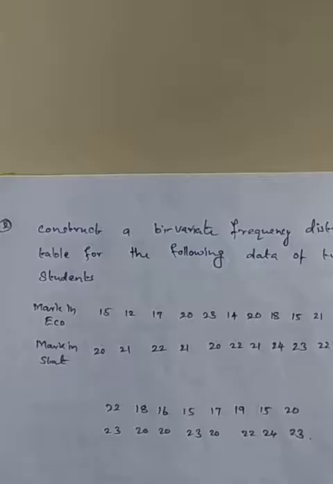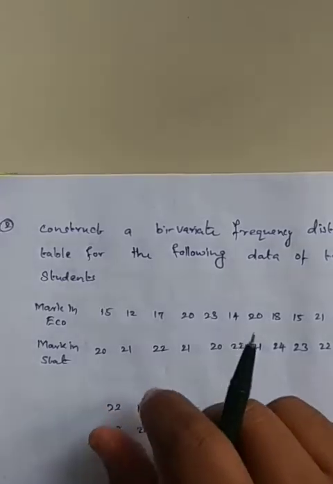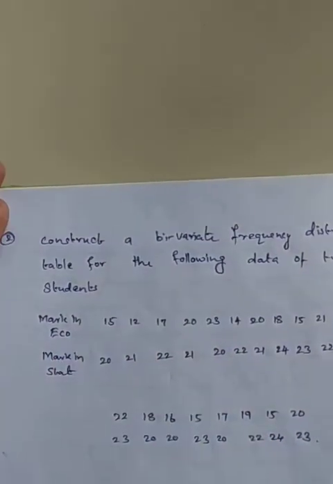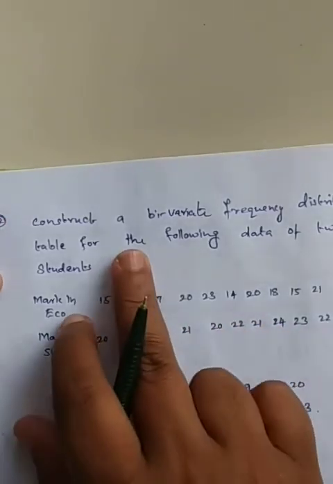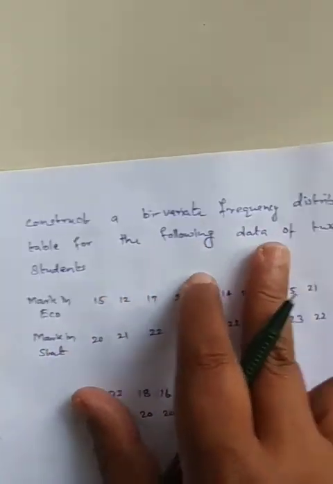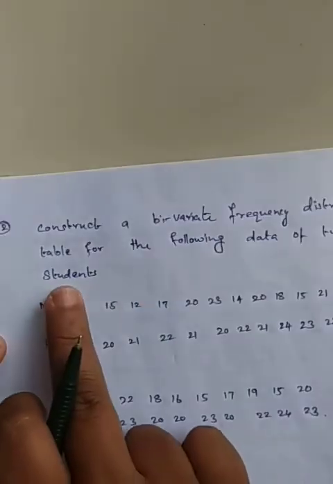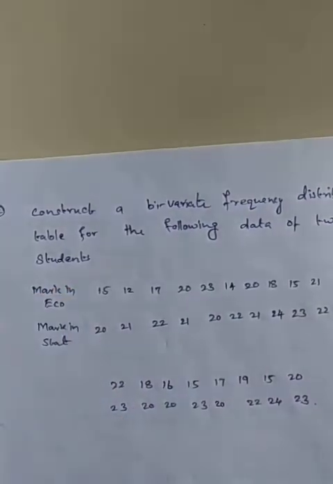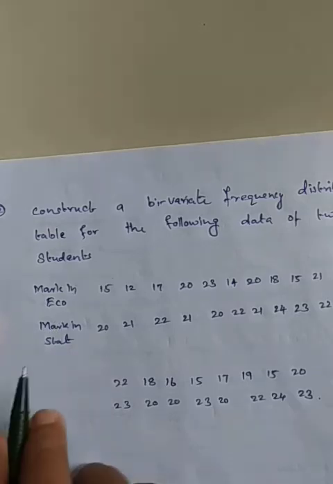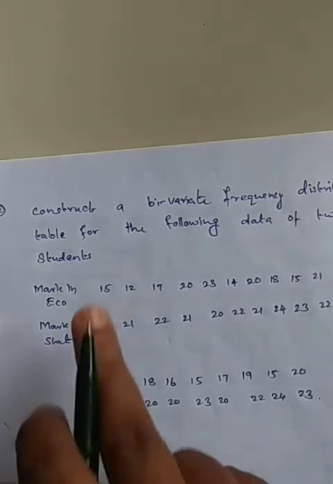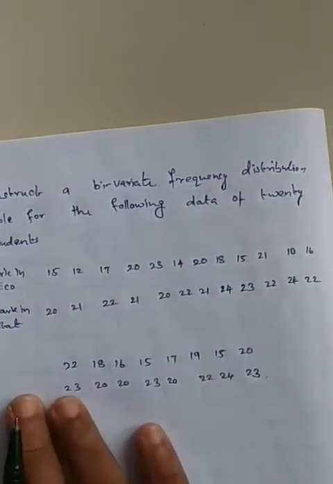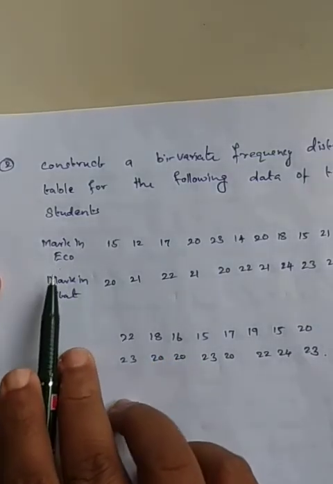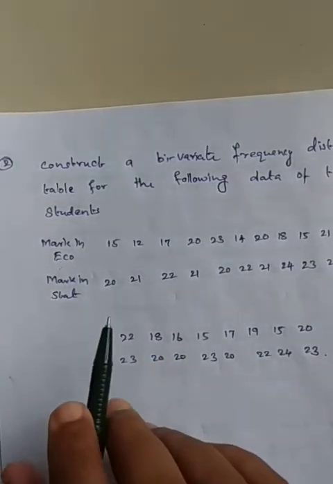Okay, next experiment. Next question, just have a look at it. What they're saying: construct a bivariate frequency distribution table for the following data of 20 students, marks in economics and marks in statistics. They have given a table like this. Bivariate means two variables: one variable is economics marks, another variable is statistics marks.